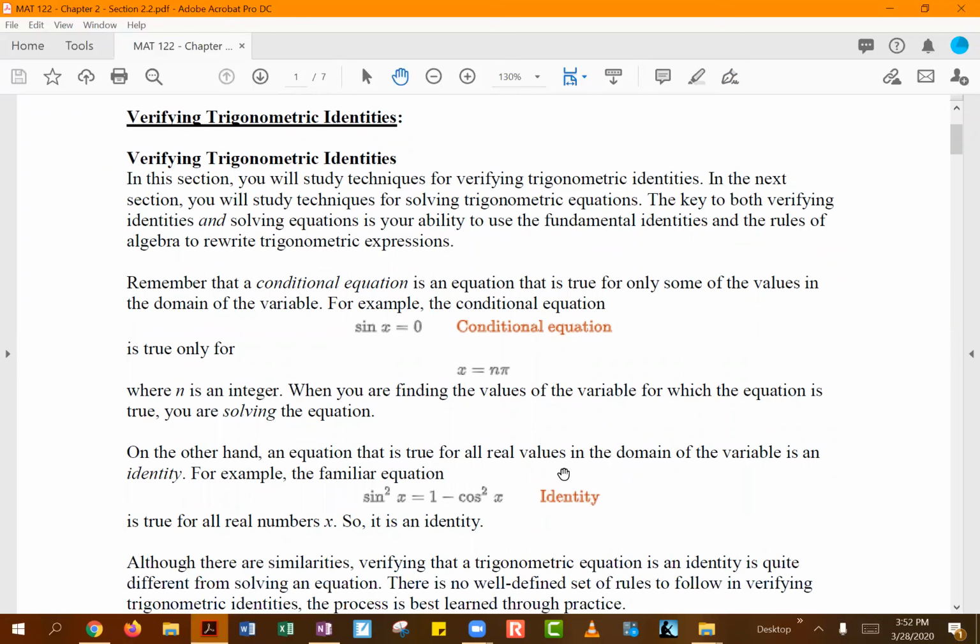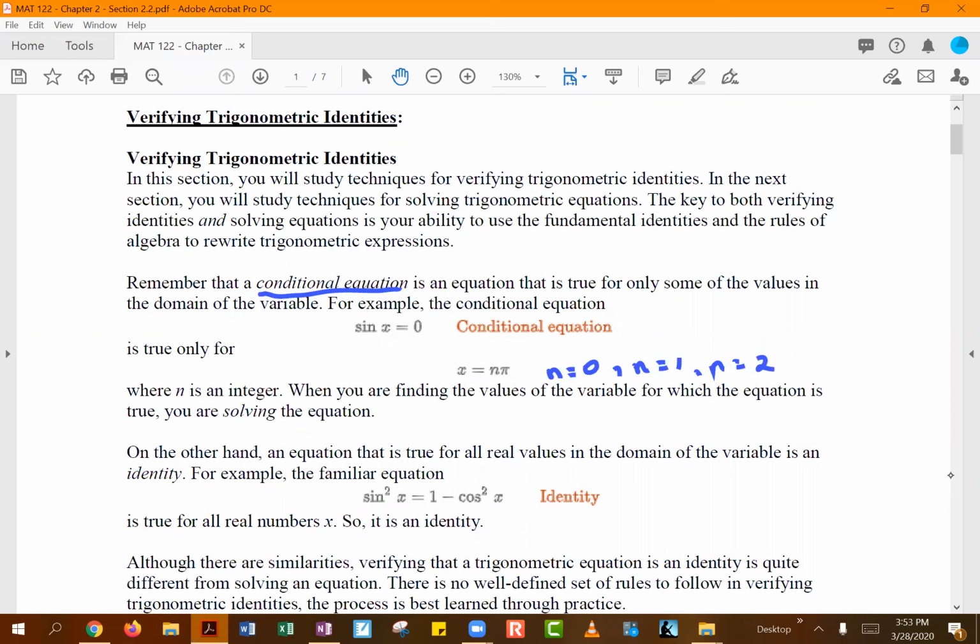When we are talking about a conditional equation, you should remember that a conditional equation will be true for some values of the domain of the variable, but not for all. Okay, so you can look at the example here of sine of x equals 0. We know sine of x is only going to be 0 where your x values are either 0 or multiples of pi, right? So when they're saying x equals n times pi, if n is 0, your x value is going to be 0. If n is 1, your x value is going to be pi. If n is 2, x value is going to be 2 pi, right?